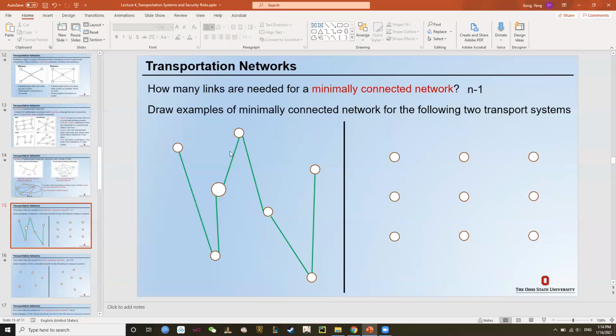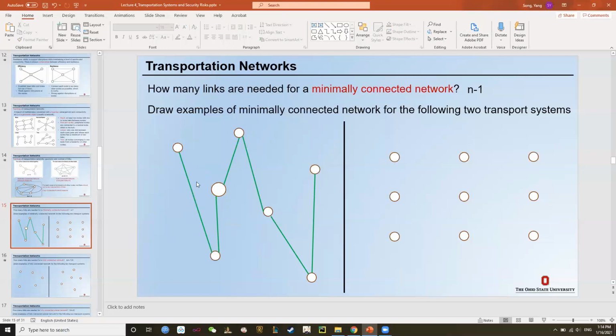Oh, sorry, we have 7 nodes here, right? So 1, 2, 3, 4, 5, 6, 7. 7 minus 1 should be 6, right? So now I've just finished creating this transportation network with 1, 2, 3, 4, 5, 6 links, right? N minus 1 equals 7 minus 1 equals 6.